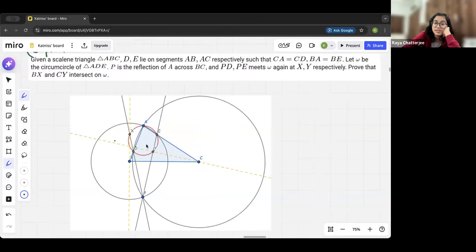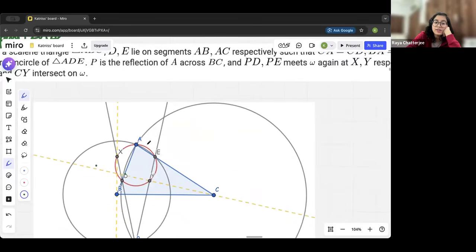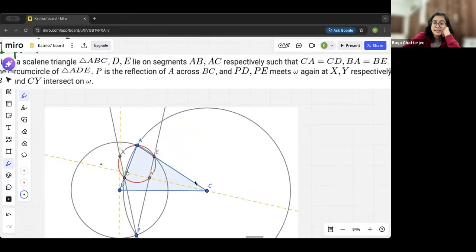D and E are given on AB and AC. So how are you constructing D and E? You're taking the circle centered at C and with radius CA, and you're taking the intersection of that circle with the AB segment. Similarly for E, you construct E like that, right? Okay, so that is how D and E go.